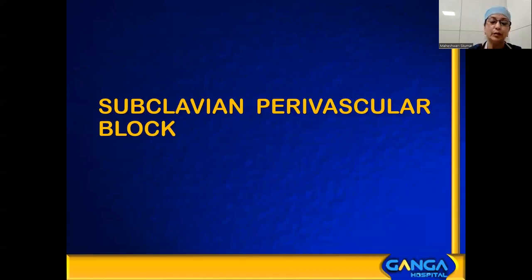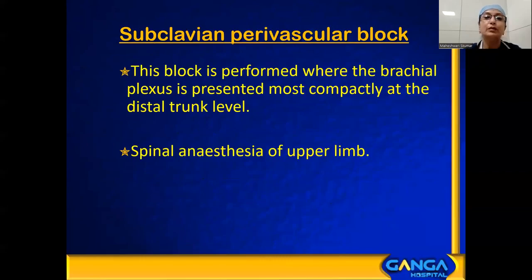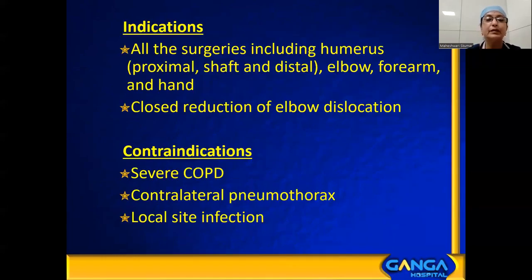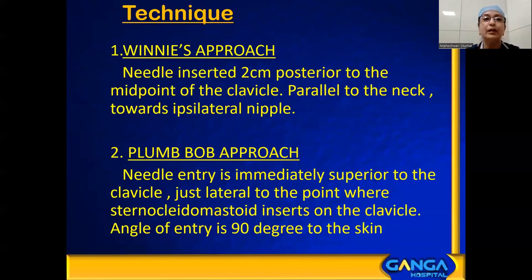Now the second above-clavicle block is the subclavian perivascular block. This block is performed where the brachial plexus is presented most compactly, at the distal trunk level. This block is called the spinal anesthesia of the upper limb. It is indicated in all surgeries, including the humerus and elbow, forearm, and hand. It is used for closed reduction or for elbow dislocation. Contraindications are severe COPD, contralateral pneumothorax, and local site infection.